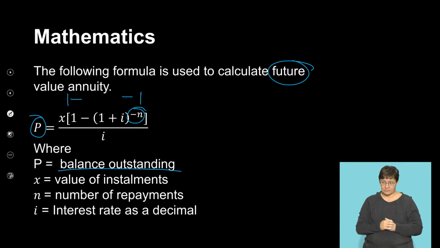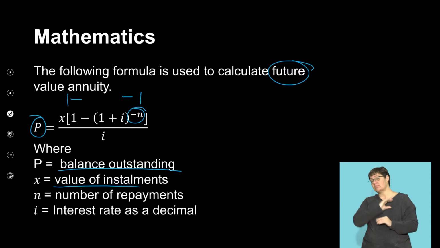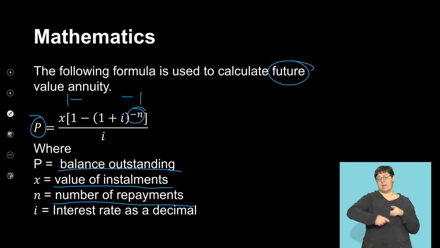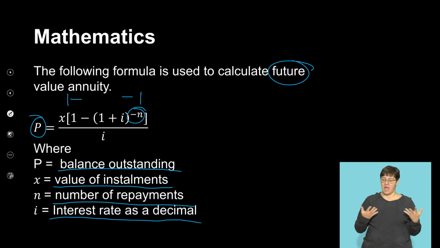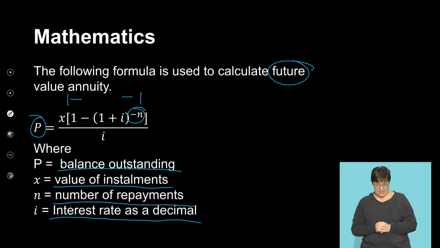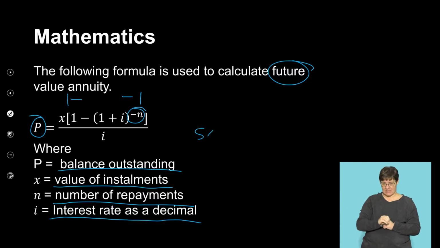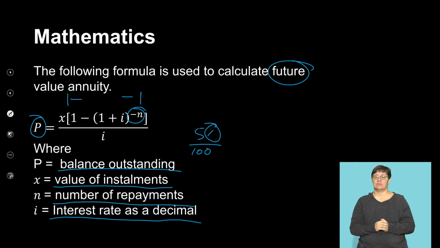The P will be the balance that is outstanding. So how much loan did you take? X is the value of the installments, your monthly repayments. n will be the number of repayments that you are paying back to the bank or whatever institution you took the loan from, and then i is the interest rate as a decimal. You know that if I give you 5%, you must always divide it by 100, right? Because we don't really deal with percents in terms of calculation. So this is the formula that we use.